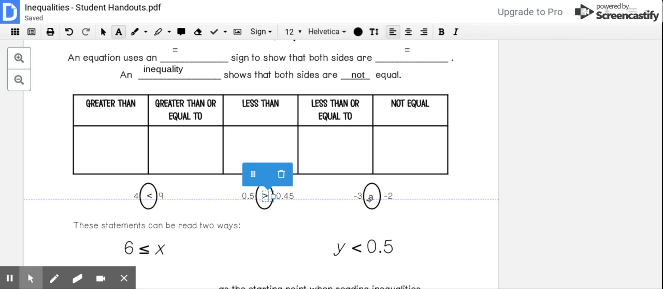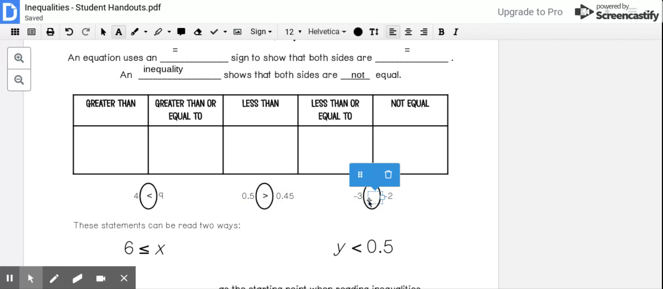And then with negative numbers, kids always get confused because 3 is bigger than 2, but when they're negative, the 2 is closer to the 0. So negative 3 is less than negative 2.